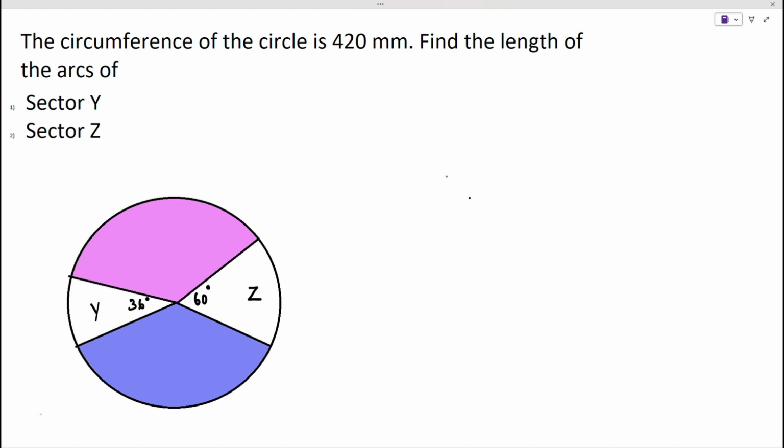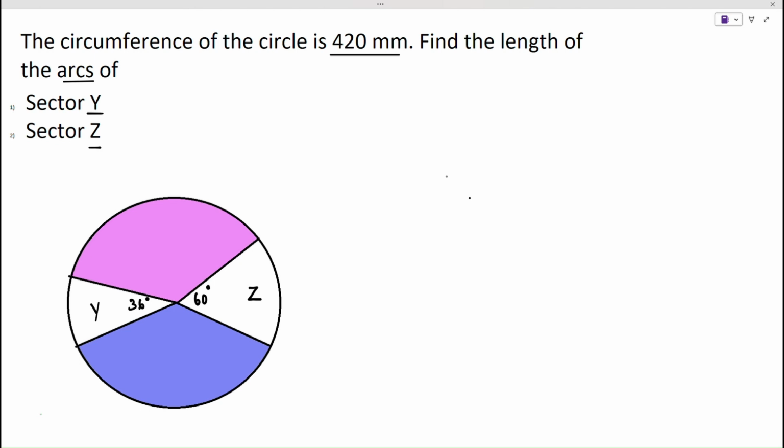In this video, we will be going over an 11 plus question, which shows the relationship between the lengths of arcs and the angles that represent these arcs. So, our question: the circumference of the circle is 420 millimeters. Find the length of the arcs of sector Y and sector Z. So, let's approach this from sector Z first.